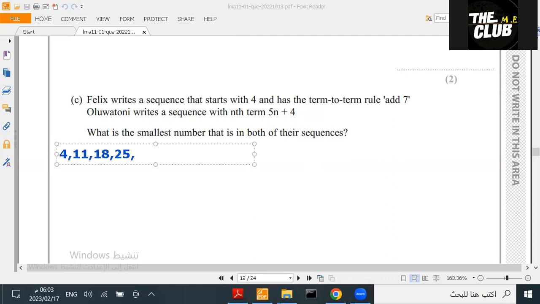And then 25 plus 7 is 32. And 32 plus 7 is 39. And then we add another 7, it's 46. We add another 7, it's 53. If we add another 7, it's going to be 60. Let's stop here. That's the first sequence, the Felix sequence. Let's call it F.